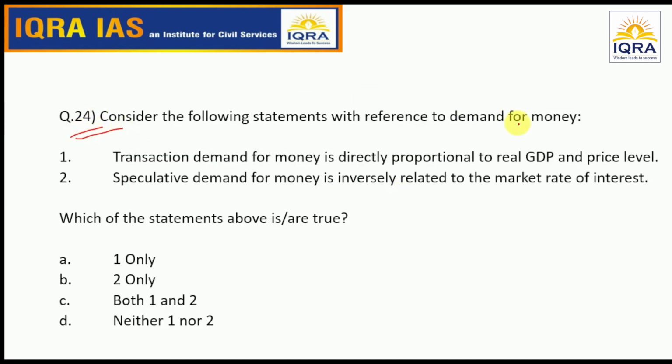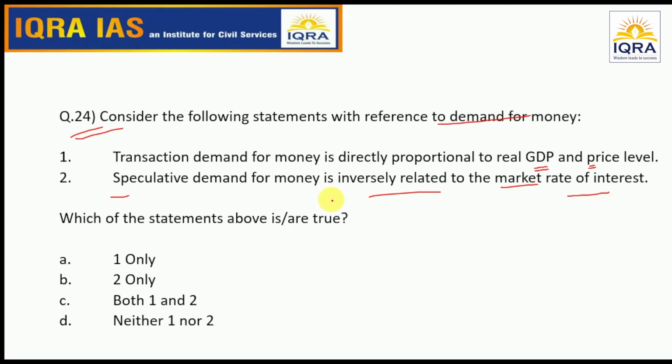Question number 24. Consider the following statements with reference to demand for money. Transaction demand for money is directly proportional to real GDP and price level. Speculative demand for money is inversely related to market rate of interest. So if I go by the theory given by Keynes, he says that there are three motives when we talk about demand for money: transaction demand, speculative demand, and what we call contingency demand, or emergency, or what we call precautionary. The term exactly used was the precautionary demand for money.